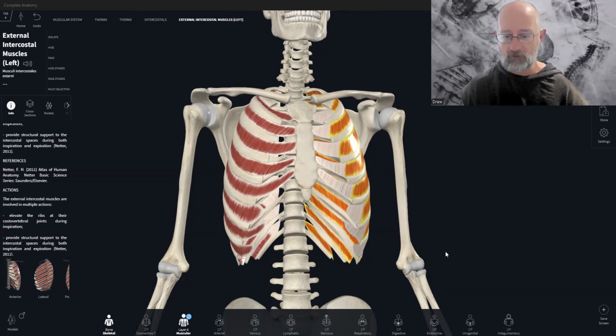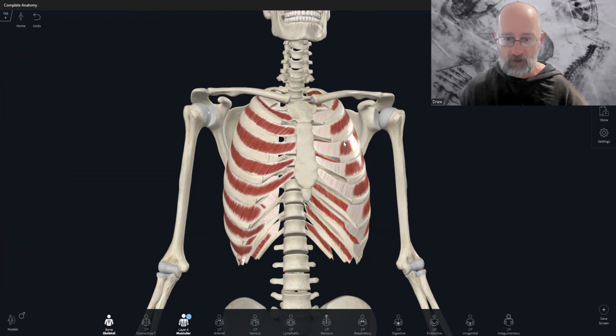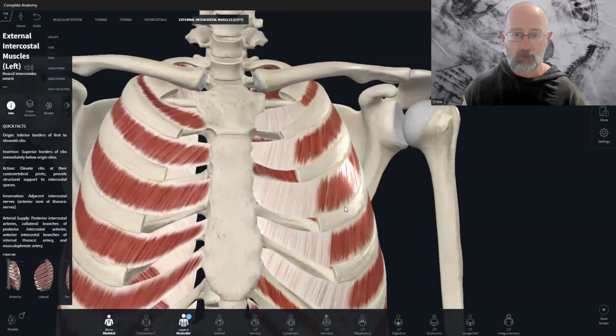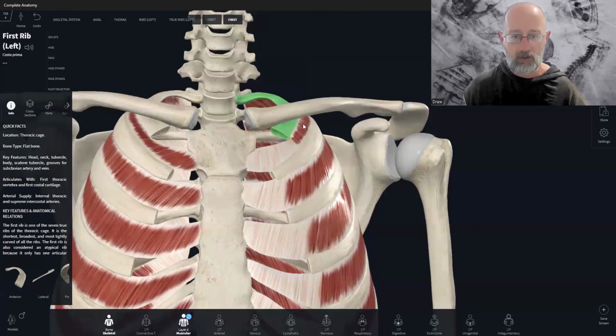So what we do, if you're new to the app, you simply click on the structure you want to look at. In this case, it's going to be the external intercostals. On the left here, it'll pull down the info tab for you. This gives you a really good overview of what's going on here. So info, quick facts, origin: inferior borders of the first to 11th ribs. So origin means that we're starting at the inferior border. So if this is rib 1 here, the inferior border is basically the bottom.